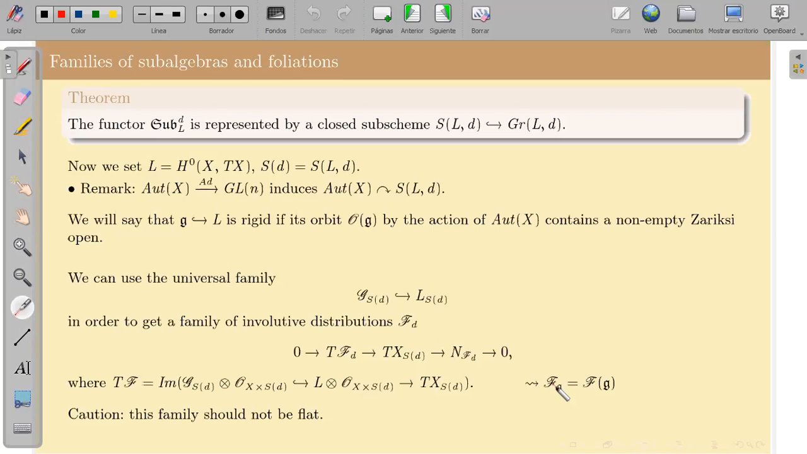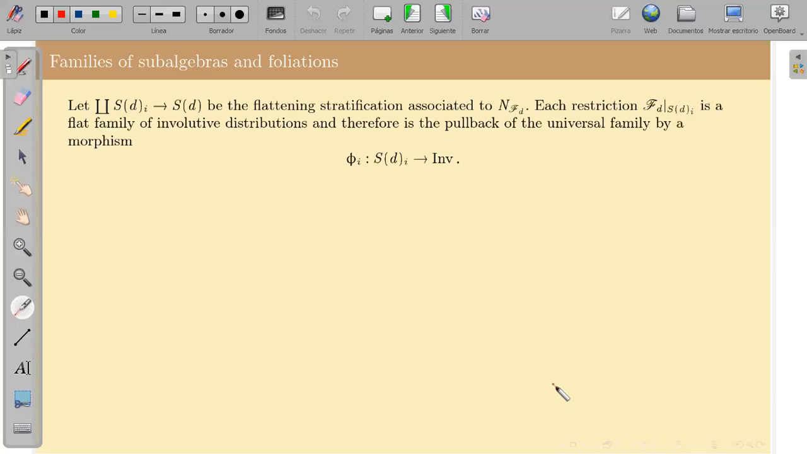So we have to have a little caution, because this family shouldn't in general be flat, because, for instance, the codimension of the family can jump. And since we want to compare moduli spaces, we will need flat families of distributions with base over some space of subalgebras. So what we have to do is take a flattening stratification associated to the normal sheaf, so that now when we restrict to each of these strata, we get a flat family of involutive distributions.